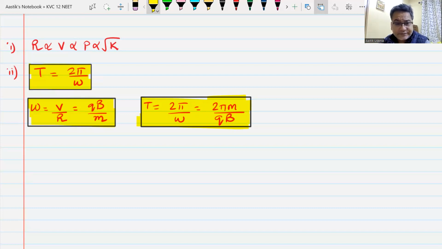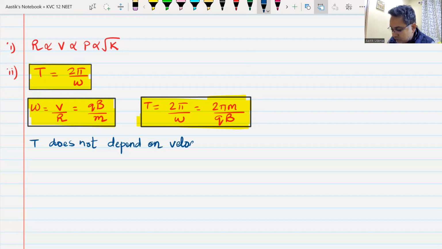This time period does not depend on the velocity, so that is the next thing you can write. Time period does not depend on velocity. It depends on Q by M, which is the charge by mass ratio.